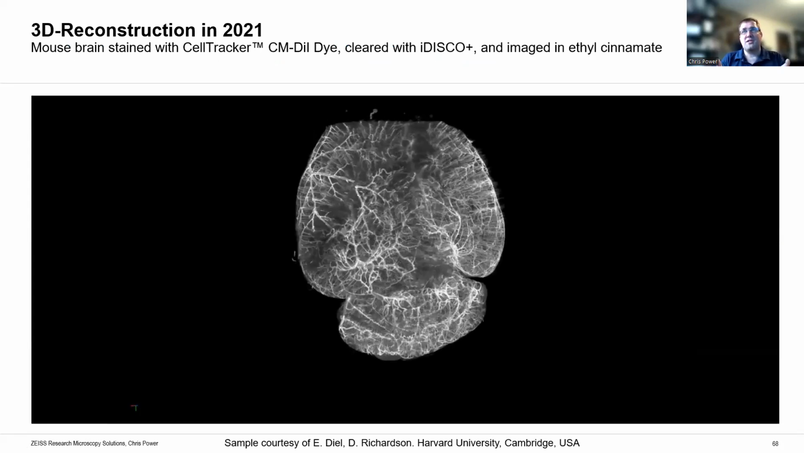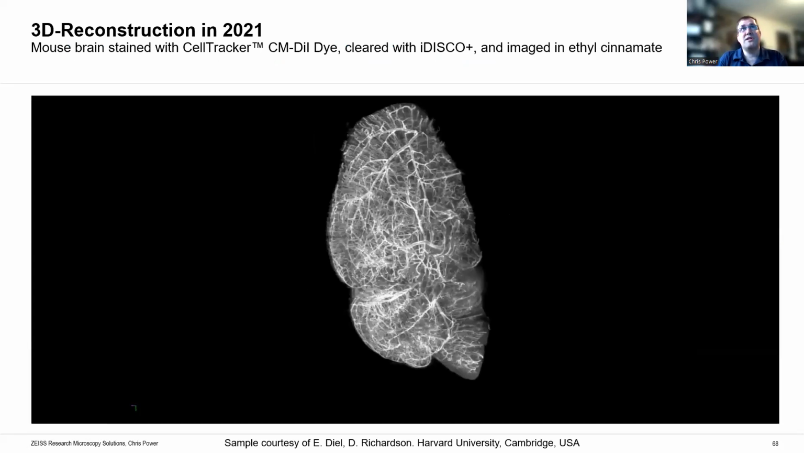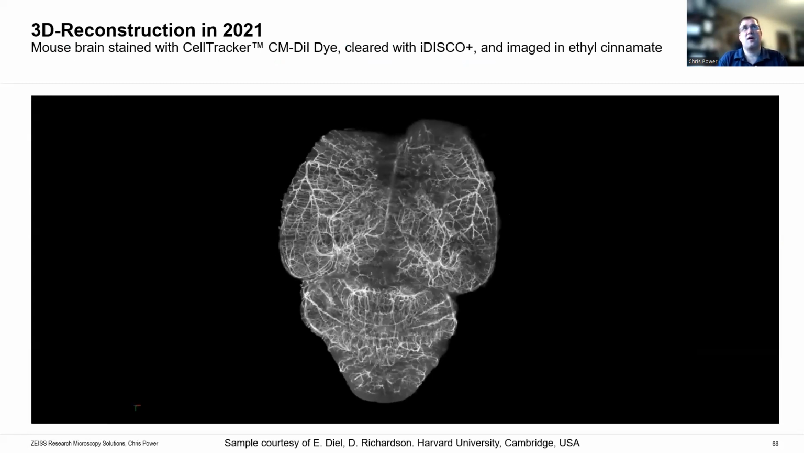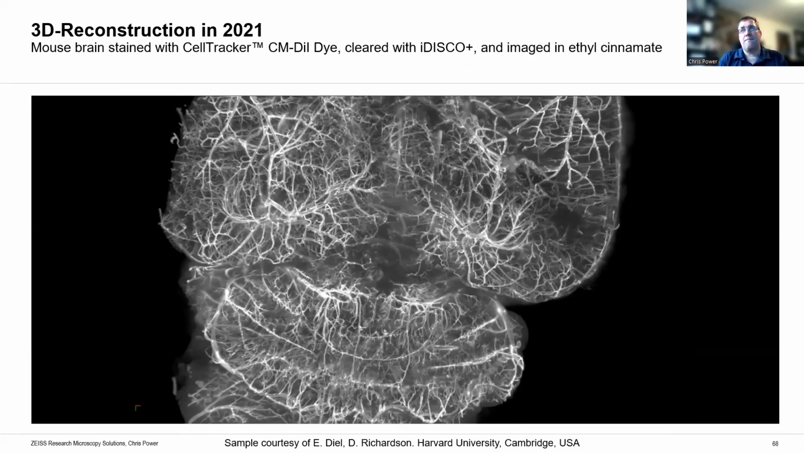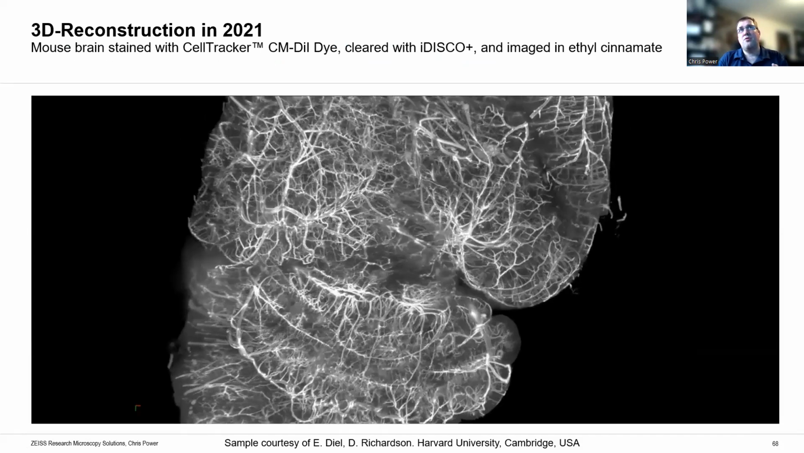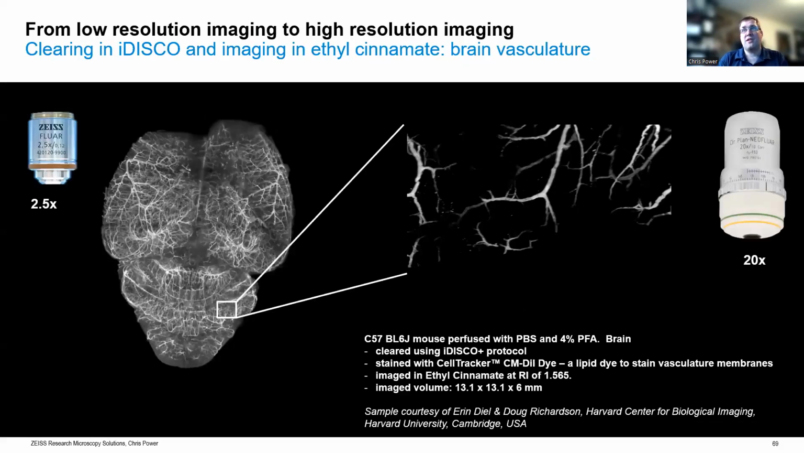And for the clearing setup, here we see a typical example. This is a whole brain mount. We might do that at lower magnification or higher magnification. Here at lower mag, you see the size of this is about 13 by 13 by 6 millimeters.